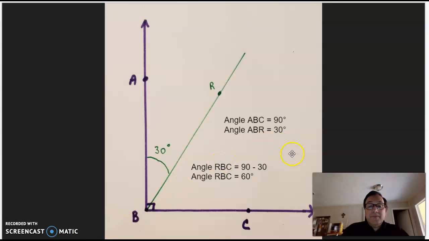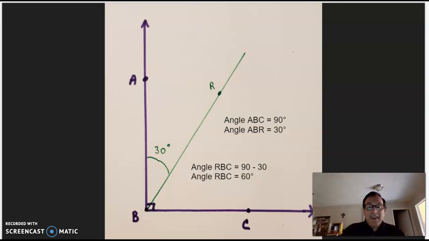Okay, hopefully you thought about if the right angle is 90, and basically we've just taken this line segment and we have cut this angle into two parts. One part, ABR, we know is 30, so 30 plus what is going to give us the total of 90, and that would be 60 degrees. So angle RBC would be a 60-degree angle.